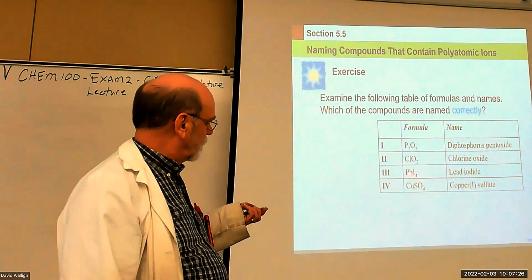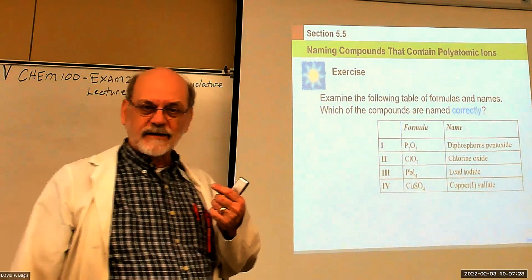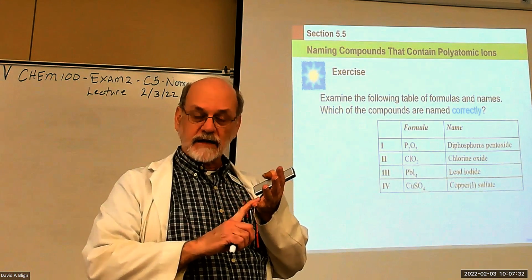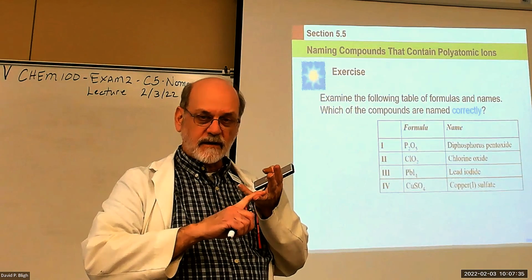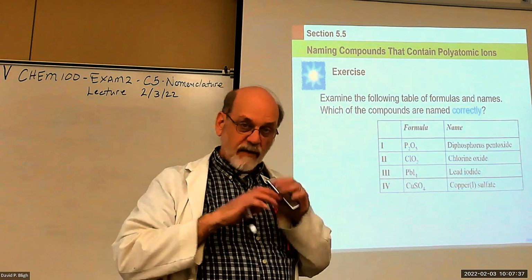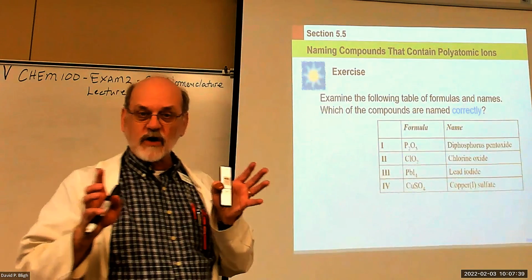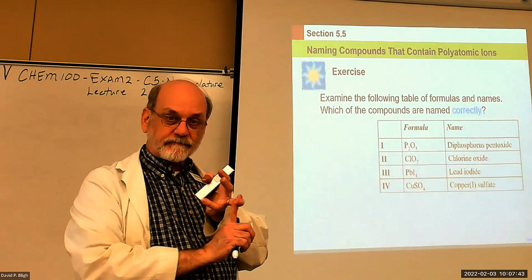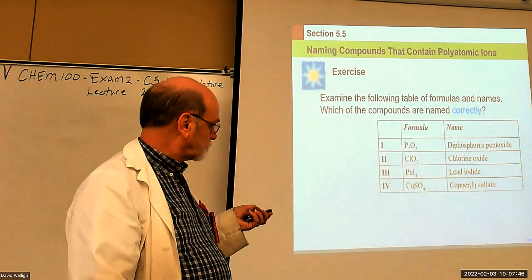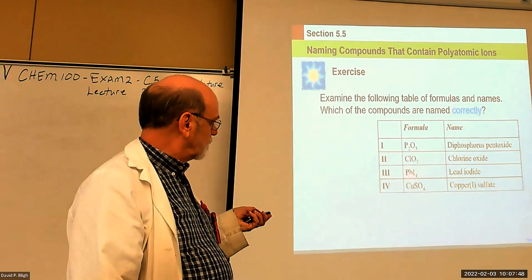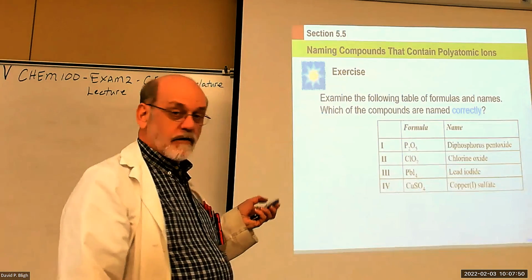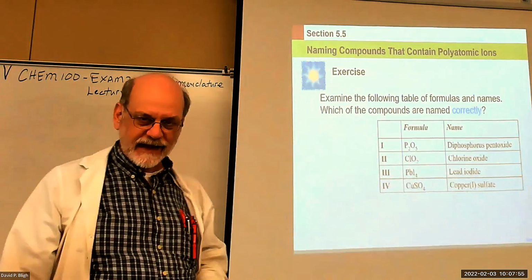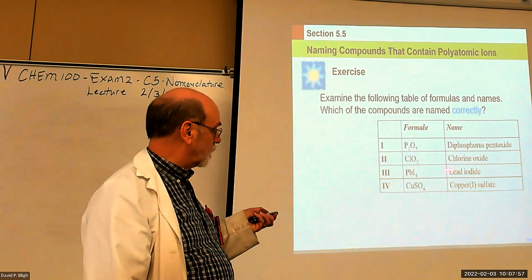How about this one? Lead and iodine. Type 1 or type 2? Because it's a metal, it has to be 1 or 2. Right? Lead has possible 2 or more charges, so we have to use a type 2 convention. So we would say lead 4 iodide, 4 in Roman numerals. Lead 4 iodide. That one's wrong.